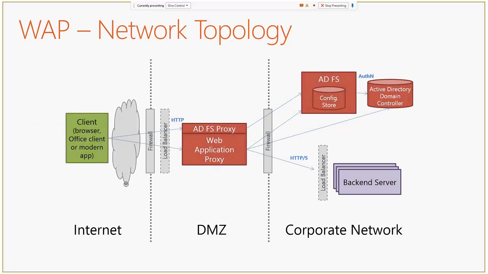Web Application Proxy expects to be behind the firewall, so it's fine with that. The only traffic that's going to go to and from ADFS is HTTPS traffic. So between those firewalls, the only port that really needs to be open is HTTPS, which is nice.